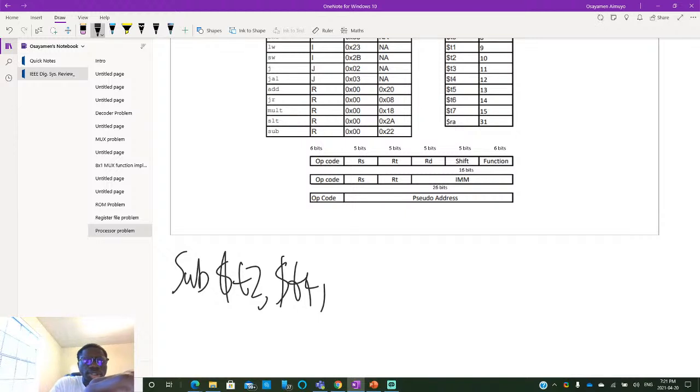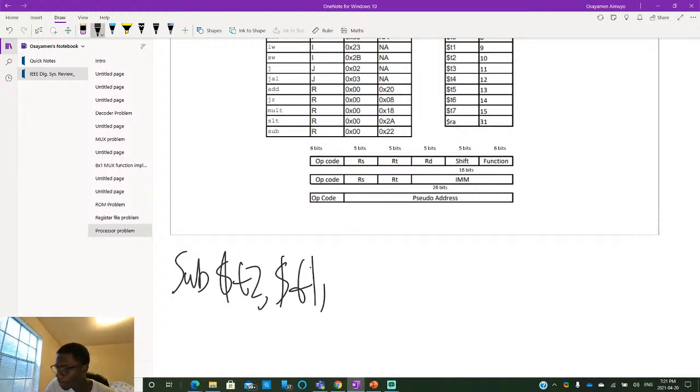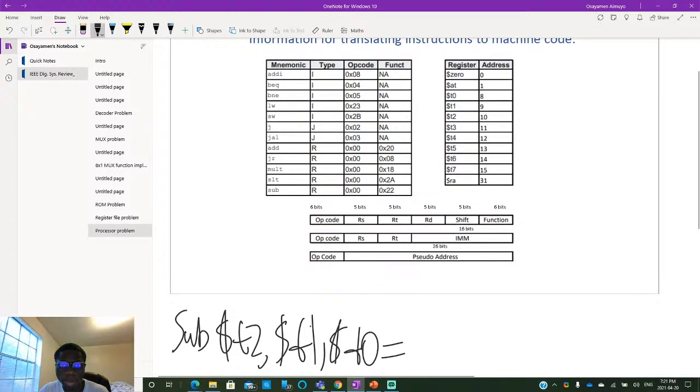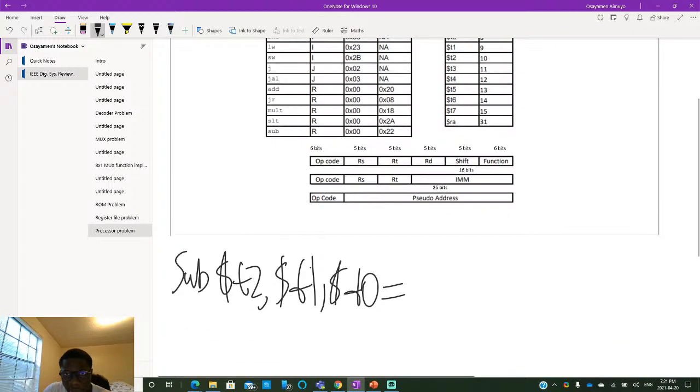no, T1, not T4, T1, T1, T1, and then T0, right? So according to this, we need our operation code, or opcode. So sub is basically all zeros.